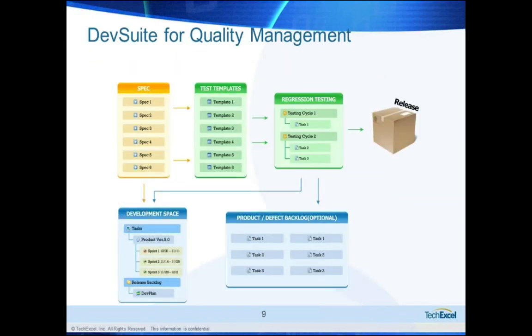DevSuite allows you to do quality management, with DevTest as the core of the products, where test case templates are created. And such test case templates often are linked with requirements. And as you plan a test release and test cycles and execute the testing, defects could be found, and such defects could be assigned to a development space or to the product defect backlog.